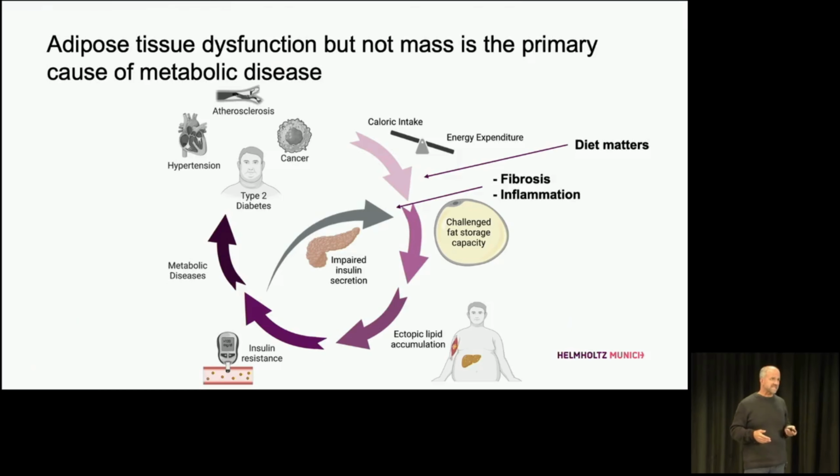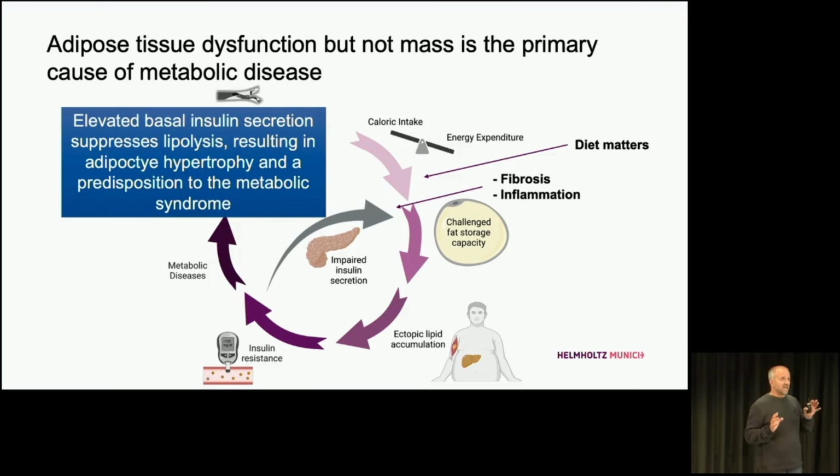Yeah? So, this indicates that elevated basal insulin secretion suppresses lipolysis, resulting in adipocyte hypertrophy and the predisposition to the metabolic syndrome. And we think this is interesting because when you remember the graph that I showed before, the levels of basal insulin secretion that humans have actually overlap with the amount of insulin that we need to suppress lipolysis. So, it could be that this is describing some of the different responses of individuals to diets.